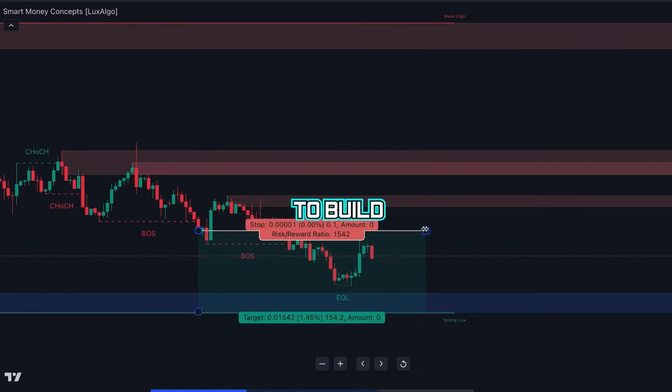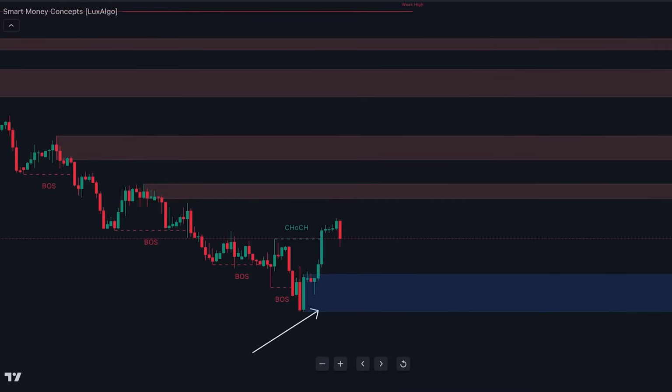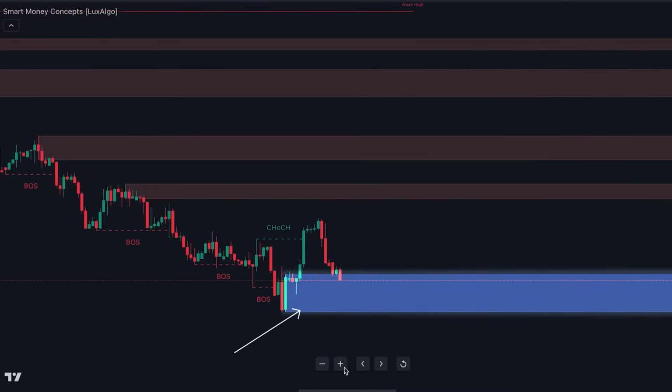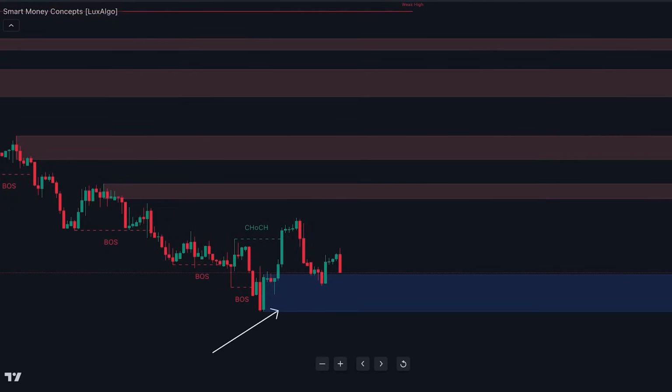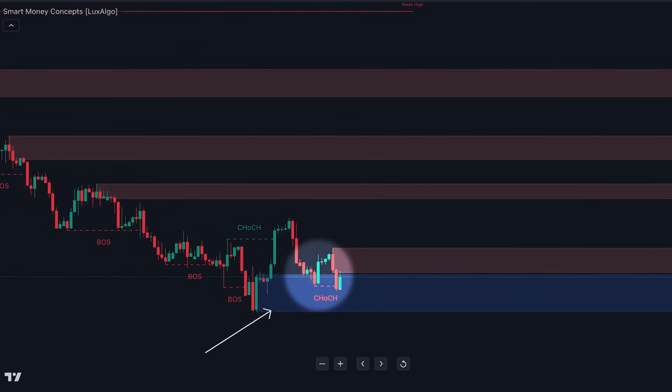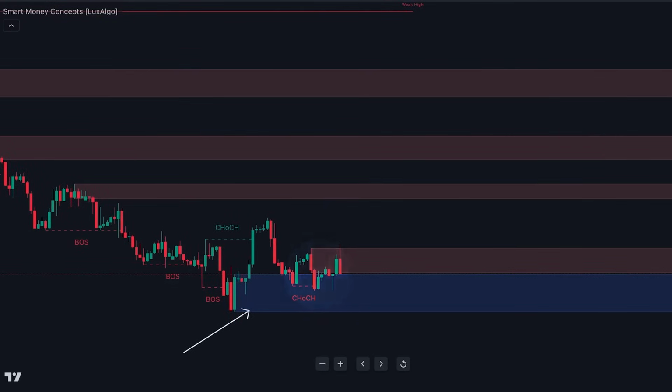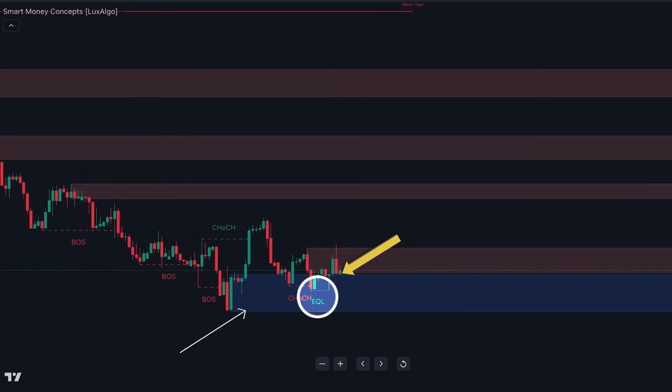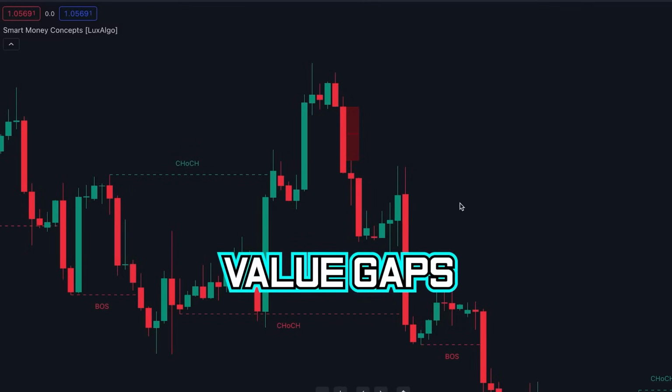You can also use this to build confluence for an entry. Let's say price is at an order block, but you're not certain if price will reject, but you happen to notice that price is bouncing from that level. If an equal high or low forms at that order block, it could give you confidence that price will reject from that level.